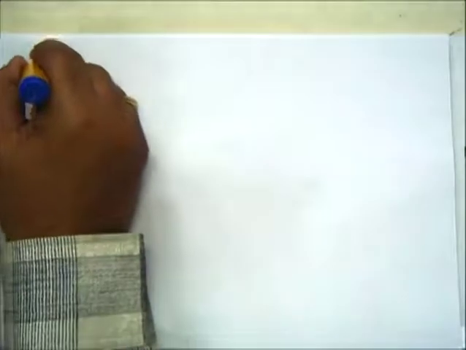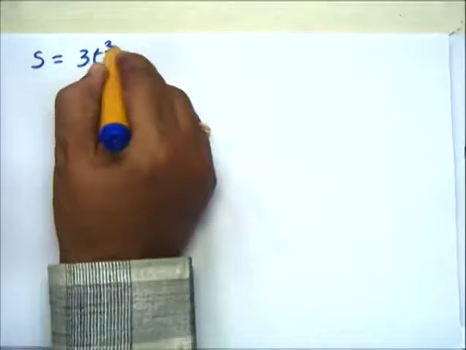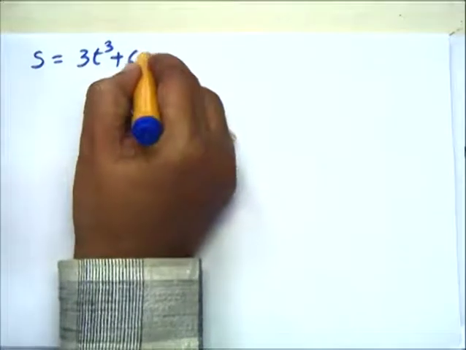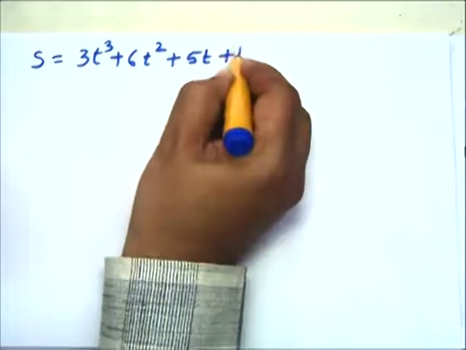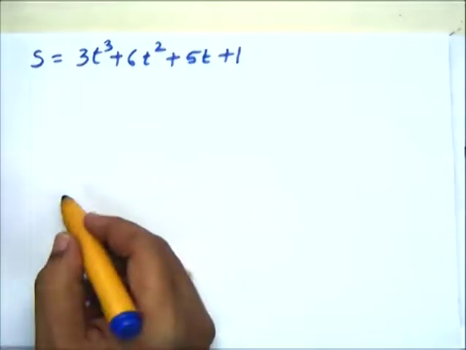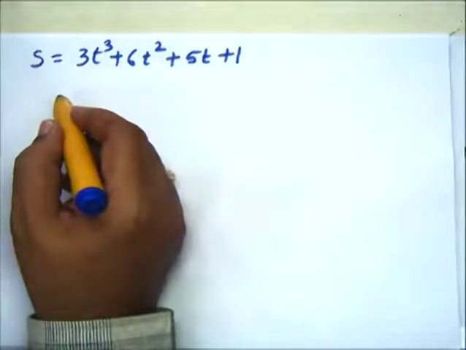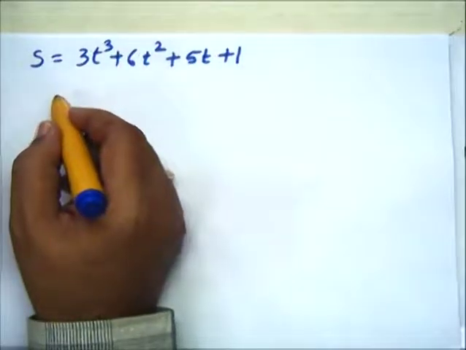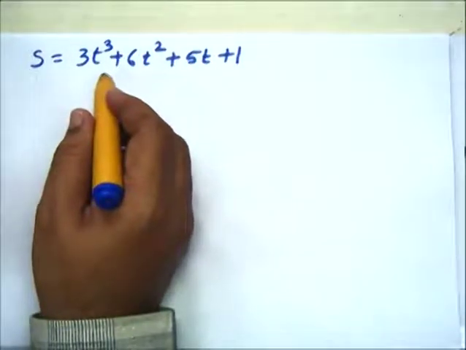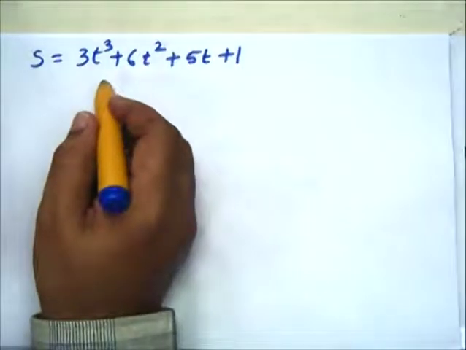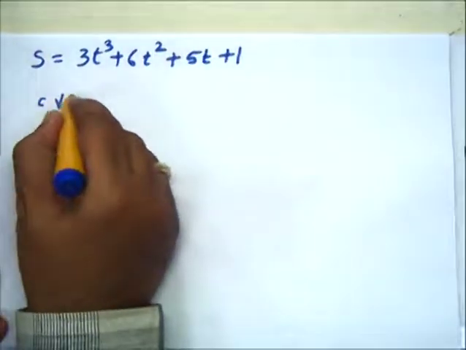So we have s is equal to 3t cube plus 6t square plus 5t plus 1. This is the equation of motion. What exactly do we need? We need initial velocity and acceleration. So at the starting point, what is the velocity of this particle and what is its acceleration? First we'll find v, that is ds by dt.